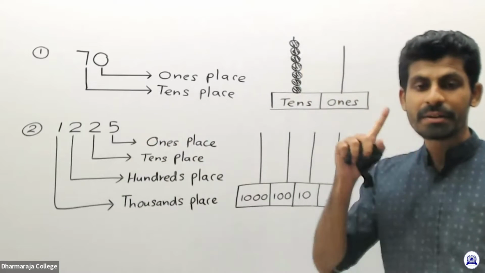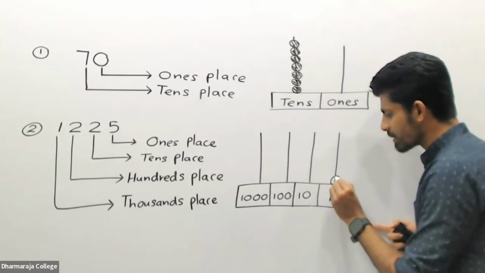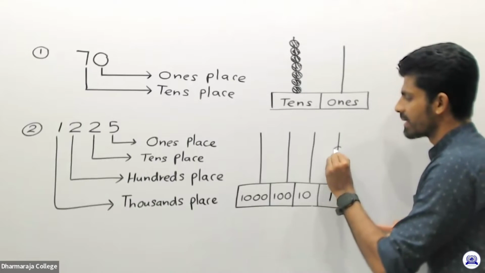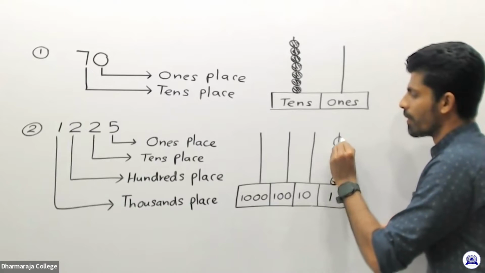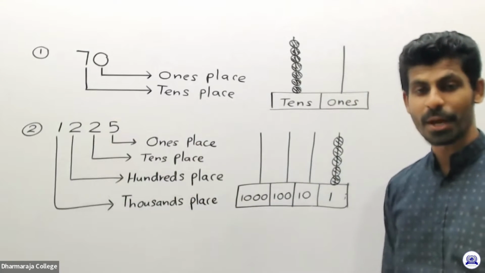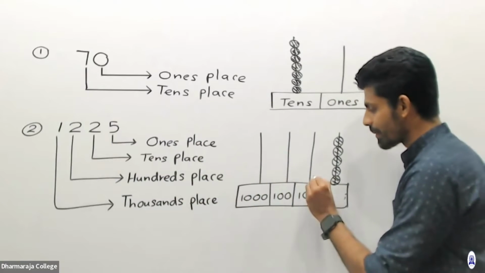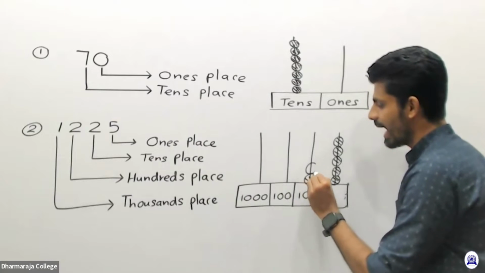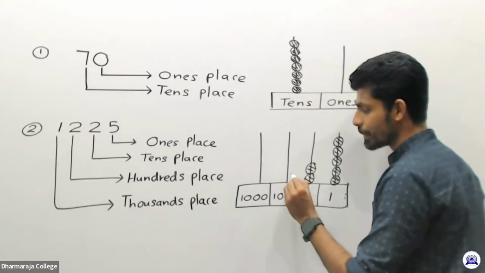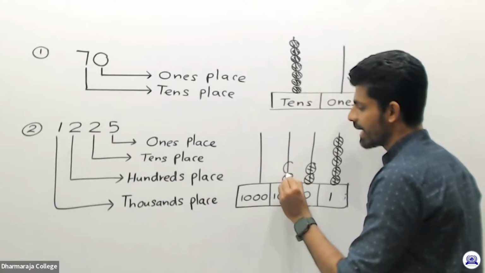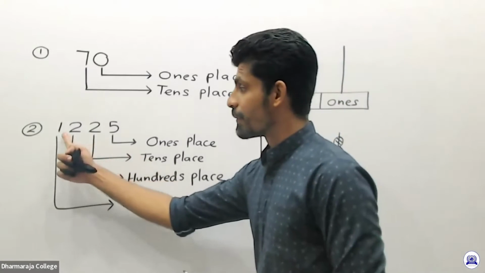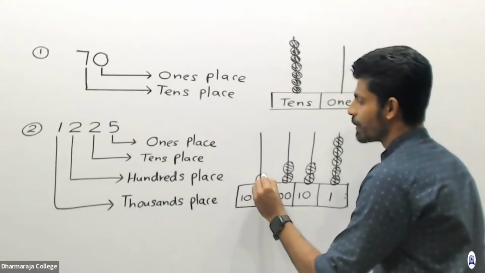How many dots should be there? 5 dots. So that means 1, 2, 3, 4, 5 dots. How many dots should be there for the tens place? 2 dots, right? 1 and 2. How many dots for the hundreds place? Again, 2 dots. How many dots for the thousands place? Only 1 dot.